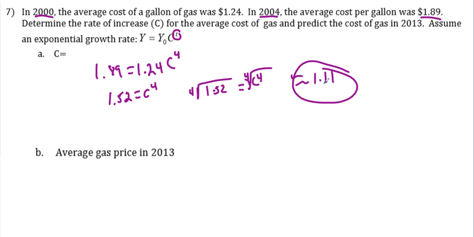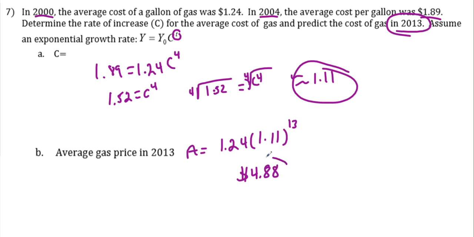Now what we're going to do, my rate. So we're going to have A is equal to 1.24 times 1.11, and we're looking at 2013. So that's 13 years. And I just chop that into the calculator, and I get $4.88. Well, this is September 2019. So you think if you continued this pattern and put in, say, more years, gas would be well over $5 or $6. Well, maybe in California, but I just filled up for $2.20, I think, at Kroger.